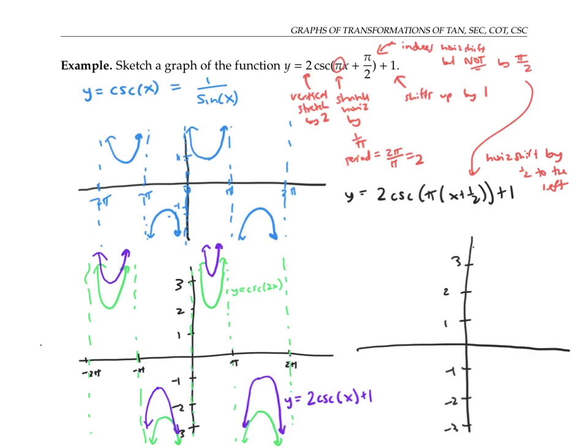So instead of having my vertical asymptotes at 0, pi, 2 pi, and so on, they would be at 0, 1, 2, and so on, except everything's shifted over by 1/2. That means the vertical asymptotes would actually be at -1/2, 1/2, 3/2, and so on.